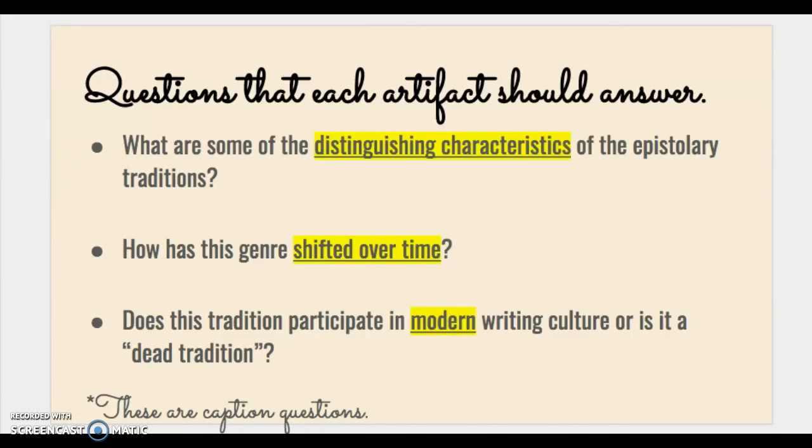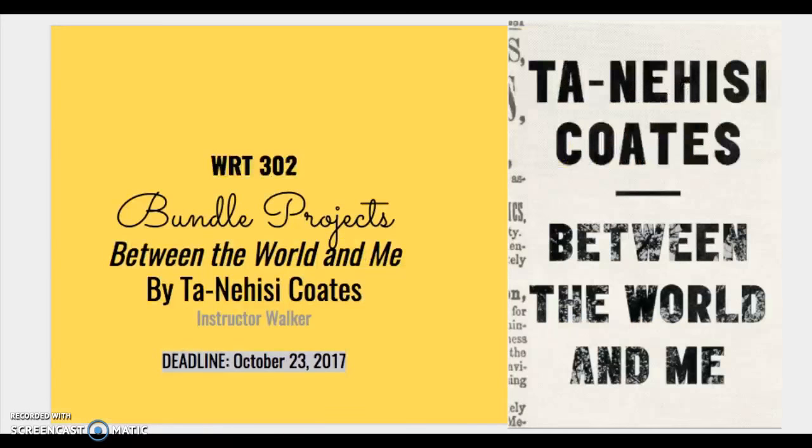Just to quickly remind you, we're distinguishing specific characteristics. We want to see shifts over time in this tradition, and we want to talk about the modern iterations of the epistolary tradition. And many argue that it is a dead tradition, and we want to see if we agree with that, and if we do, why. As you know, because it was listed in the syllabus from week 1, we are reading together Between the World and Me. It's by Ta-Nehisi Coates.